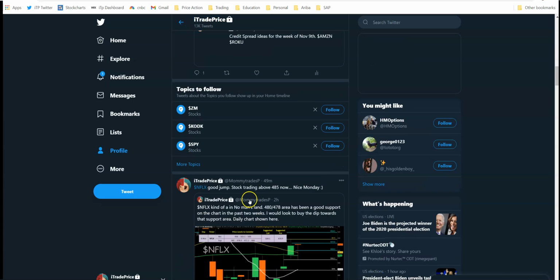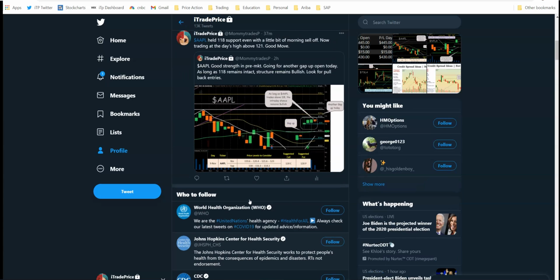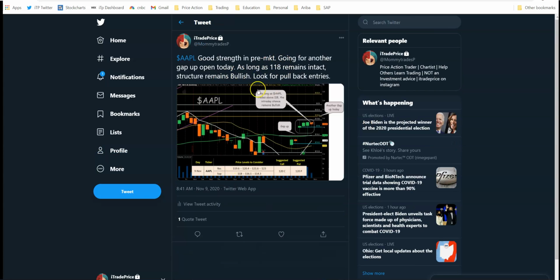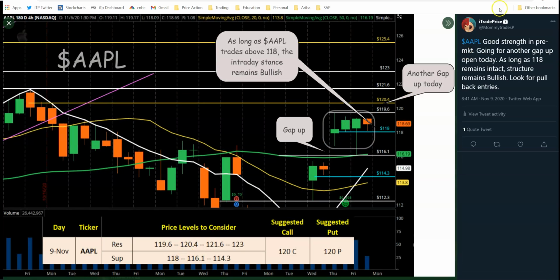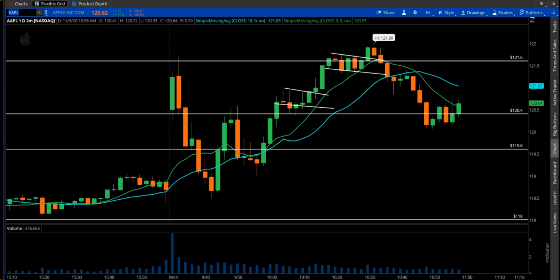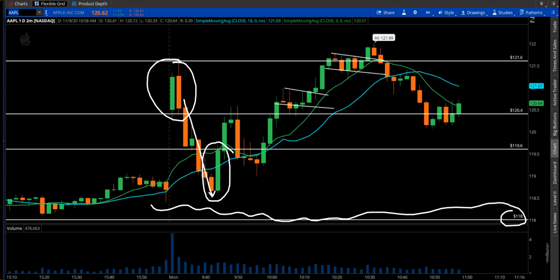And then even Apple. Let's look at Apple. I think I shared Apple as well. Good strength as long as 118 holds, this thing remains bullish. So what happened? Apple opened up here, dropped all the way down, and then gave us a nice bullish bar here in the 2-minute time frame. It couldn't really go all the way to 118, which means it is holding that support. This is a good risk and reward entry. Get in the calls, get in the stock, get long against the low of 118 as your stop loss.